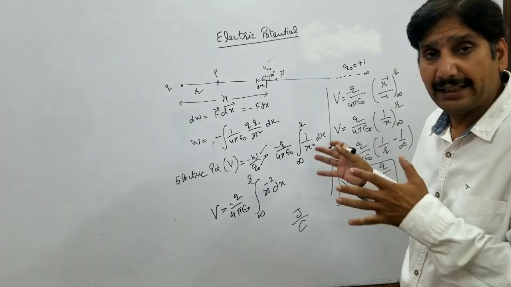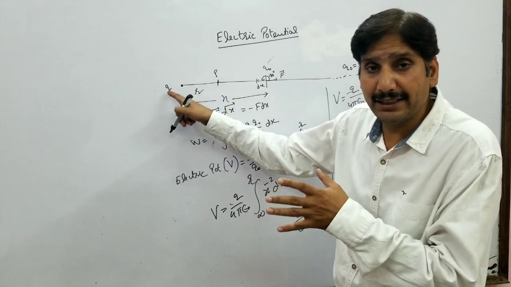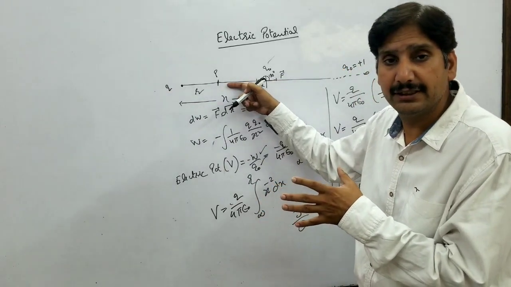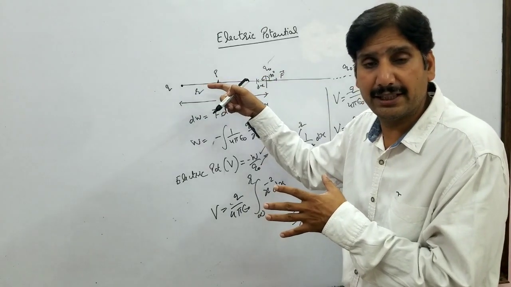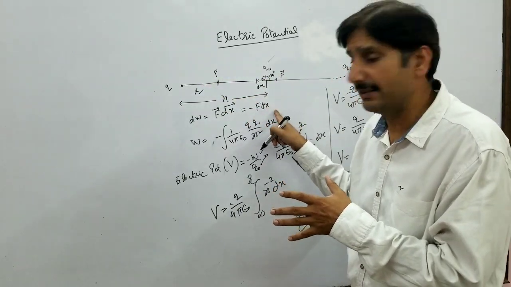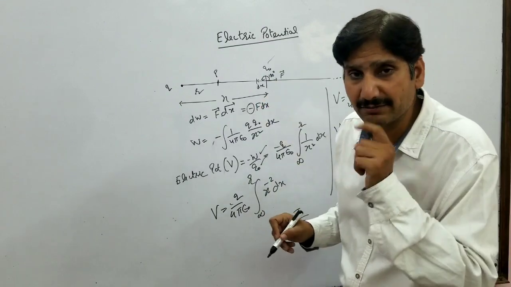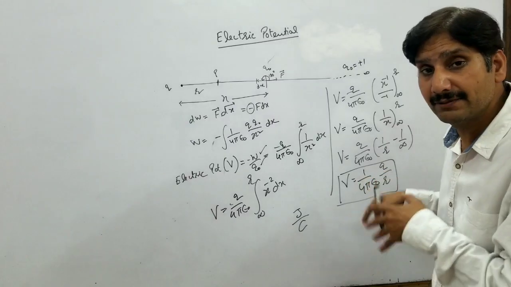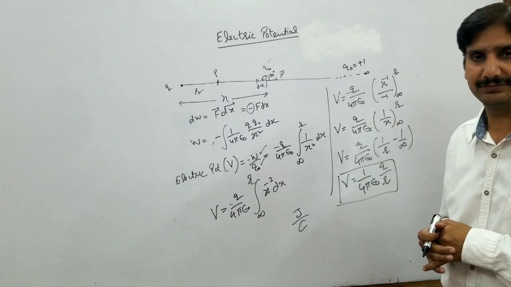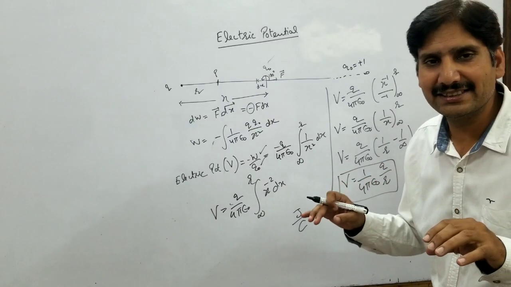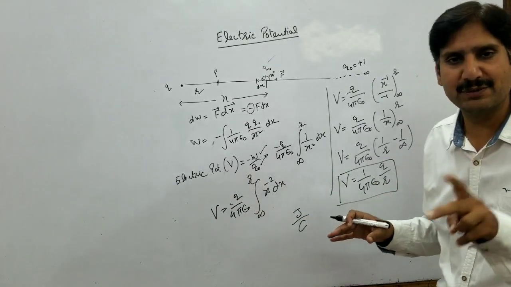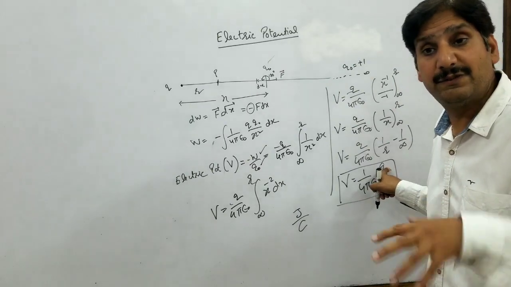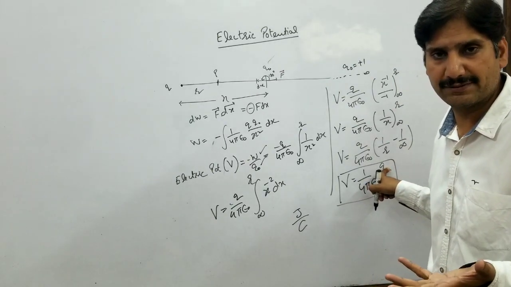Now, had there been a negative charge, minus q, over here, the force would have been attractive and displacement would have been in the same direction. F and dx would have been in the same direction. This negative sign would not have been there. In that case, we would get V as minus 1 by 4 pi epsilon naught q by r. The bottom line is, you don't have to use two separate expressions, but simply put q with its sign whenever you want to use this formula.